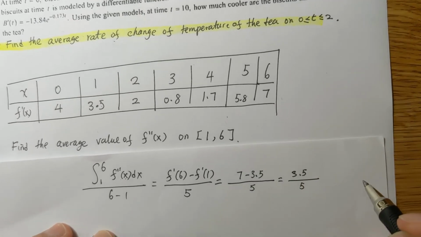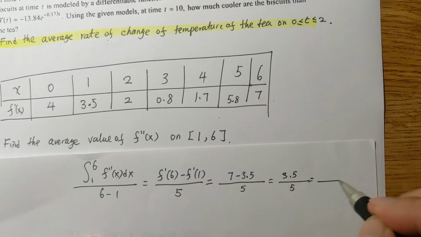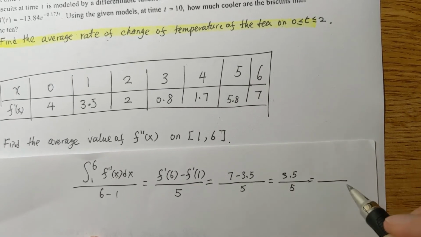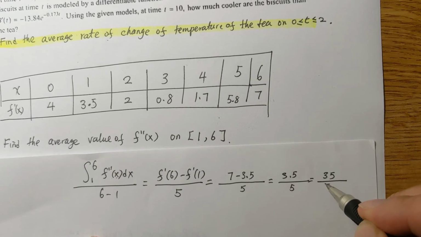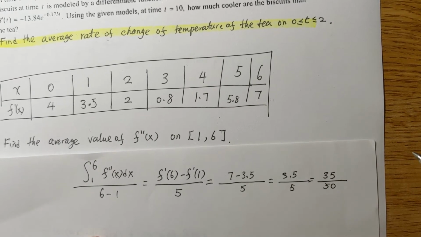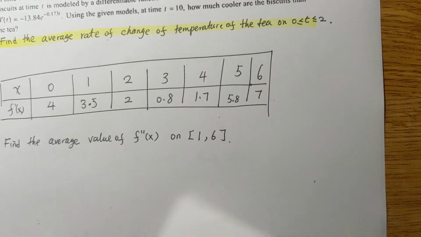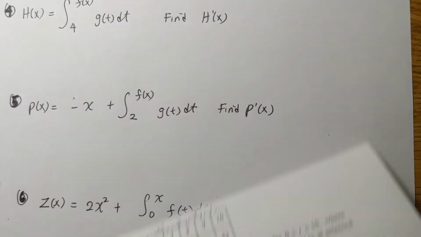On your AP exam, you can leave the answer like this. If you don't feel comfortable, you can multiply each by 10, so you get 35 over 50, and you can simplify further if you want to. So we finished question number 2. Now let's take a look at question number 3.